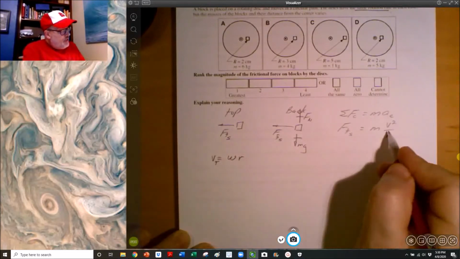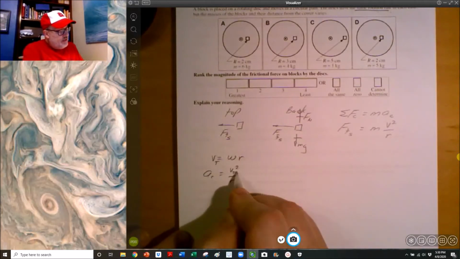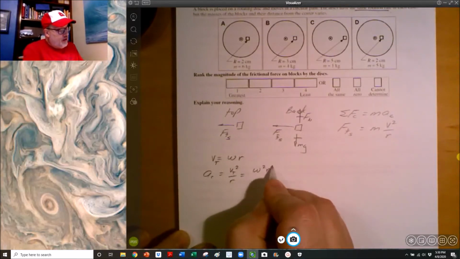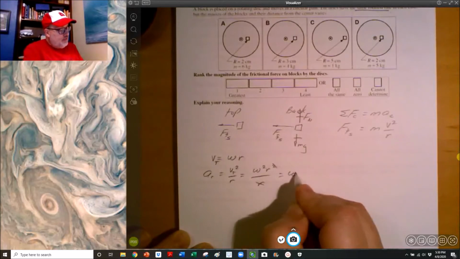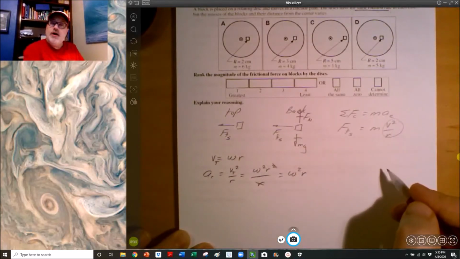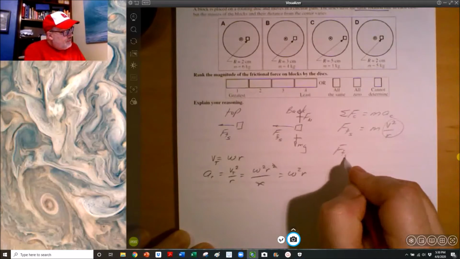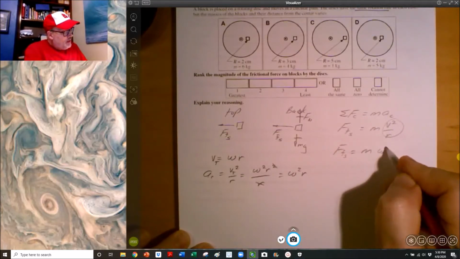And if centripetal acceleration is v squared over r, and that's the tangential velocity, then if we put this in, we get omega squared r squared over r. One of these r's cancels, and we're left with omega squared r. So I can take this and plug it in place of v squared over r, and that's our centripetal acceleration. So force friction static equals m omega squared r.